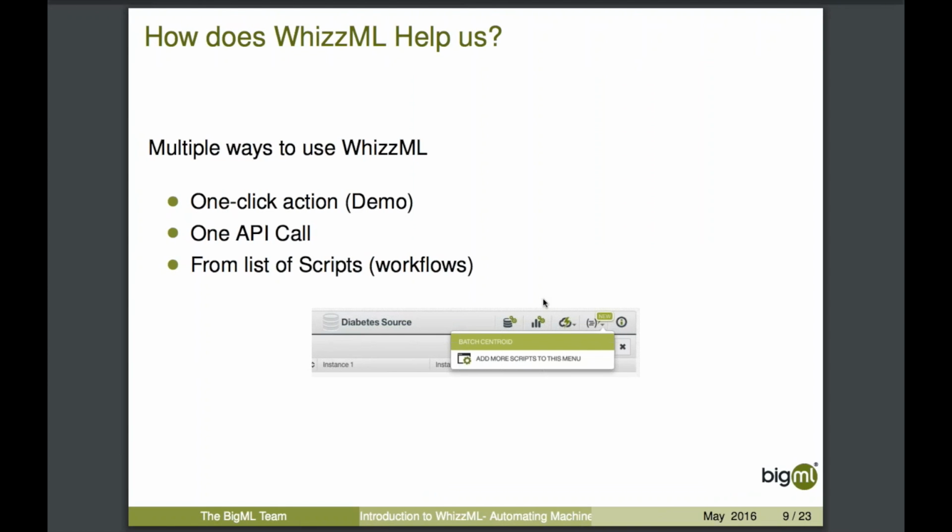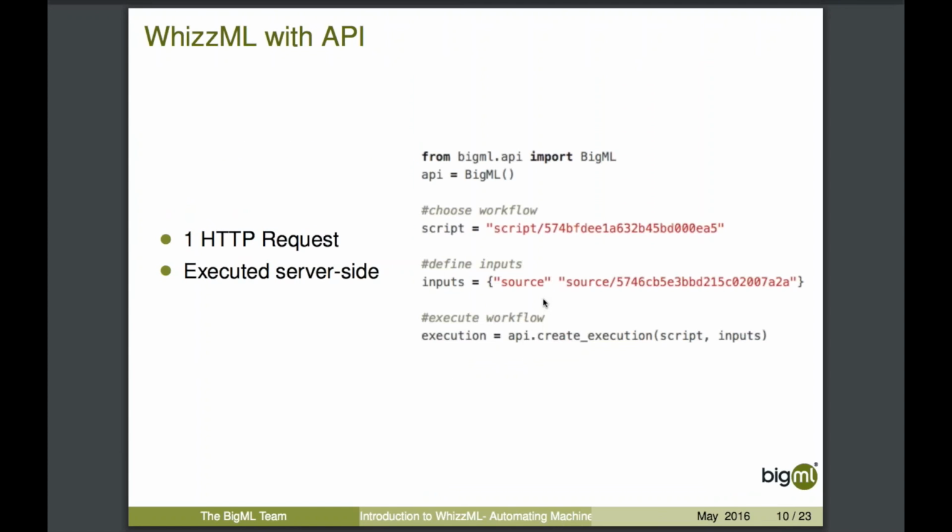Another way we can use WhizzML is through an API. And this is the same BigML API. We're going to talk a little bit later about how WhizzML resources are first-class BigML resources, just like sources, like data sets, and like models. So we can execute a workflow from the Python bindings or from any of the other programming languages that we have. So what are the advantages here? Well, for one, we only have one HTTP request. All we have to do is choose which workflow we want to use.